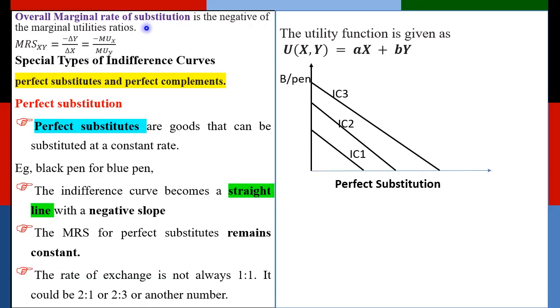Overall, the marginal rate of substitution is the negative of what? The marginal utility ratio. Yes, it is just like this one.